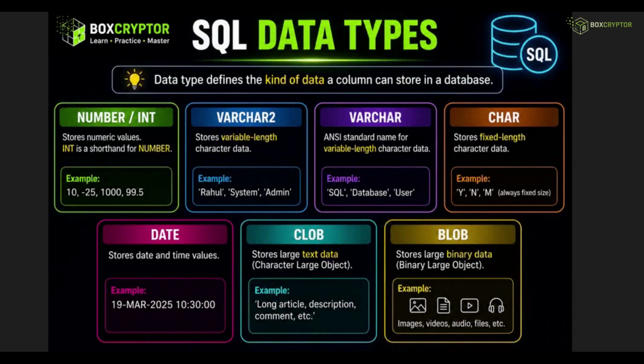Let's understand what data types actually are. A data type simply defines what kind of information a particular column is allowed to store. Think of it like assigning a role to every column in your database. For example, if a column stores marks, salary, or age, we use a numeric data type. If it stores names, city names, or an email address, we choose character data types.